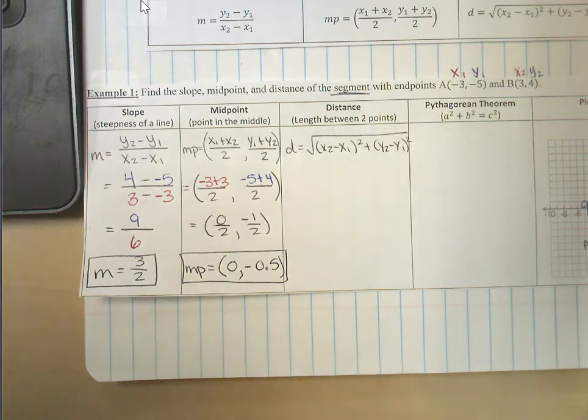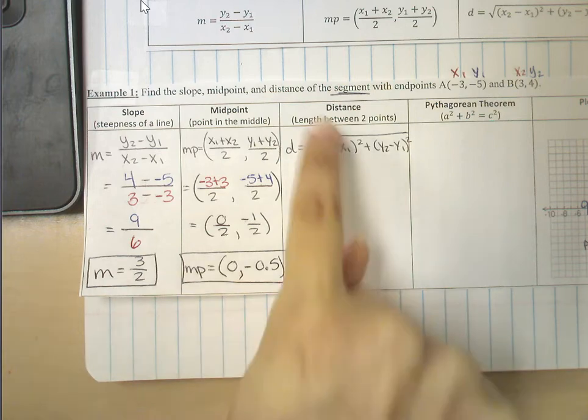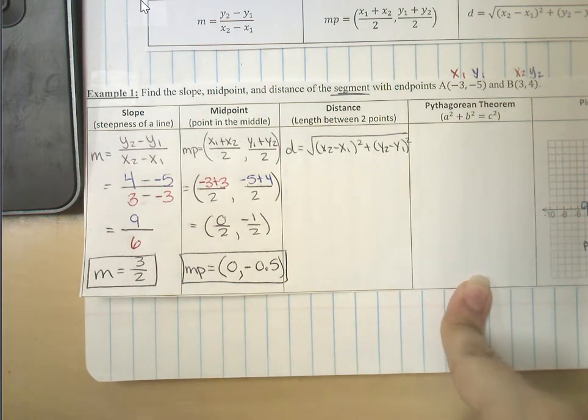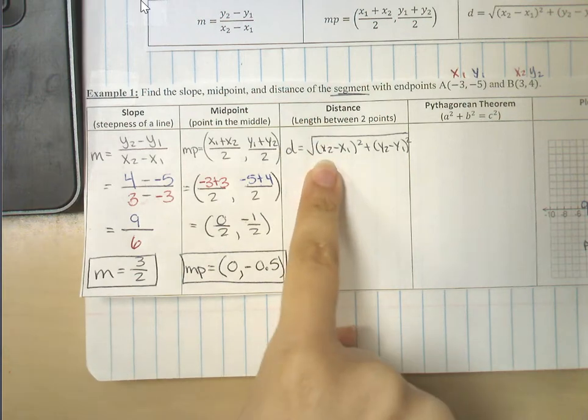Alright, the last thing I'm going to show you is how to find distance for those 2 points. There are 2 methods to find distance. You can choose whichever method you prefer. First, I'm going to teach you the distance formula, and then I'm going to show you how to do it with Pythagorean theorem. So here's the distance formula.